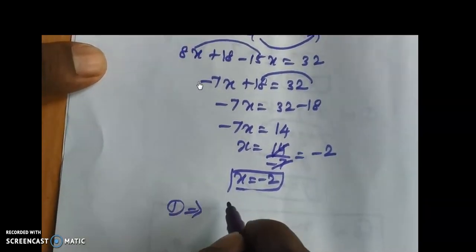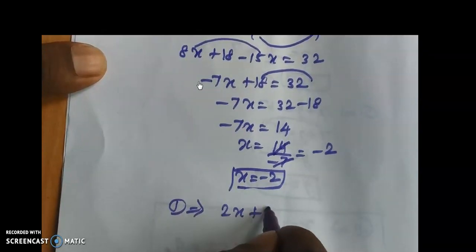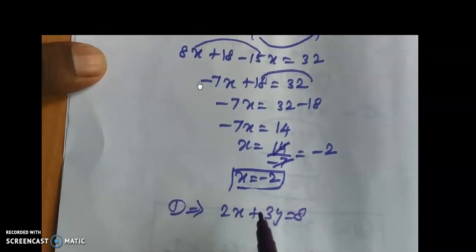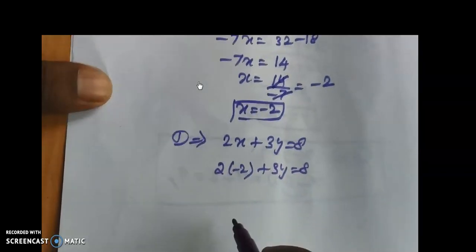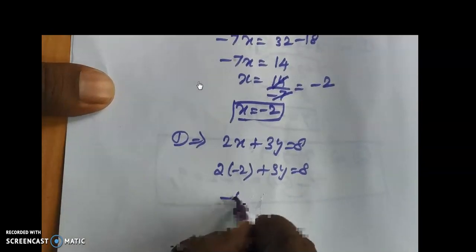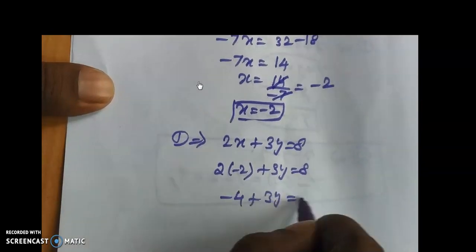You can substitute in either of the equations. Okay, so 2x plus 3y equal to 8. Now substitute the value of x here. So 2 into minus 2 plus 3y equal to 8. Right, now simplify this. So minus 4 plus 3y equal to 8.